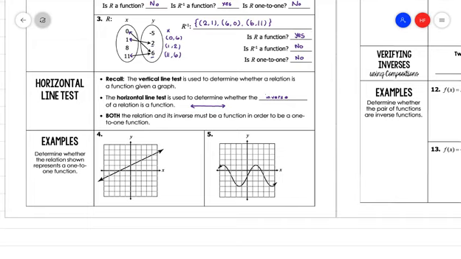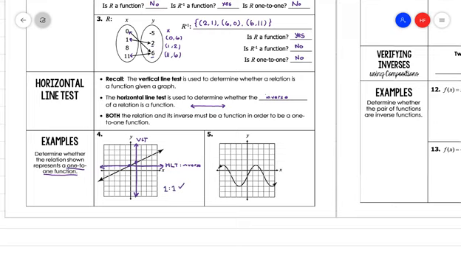On number 4 and 5, we're determining whether it is one-to-one. So we're going to use both the vertical line test and the horizontal line test. We just draw our lines anywhere. I only pass through one point, and I only pass through one point. This is the horizontal line test, which checks the inverse. And this is the vertical line test, which we're used to using. Since they both only pass through one point, we would say yes, this is one-to-one.